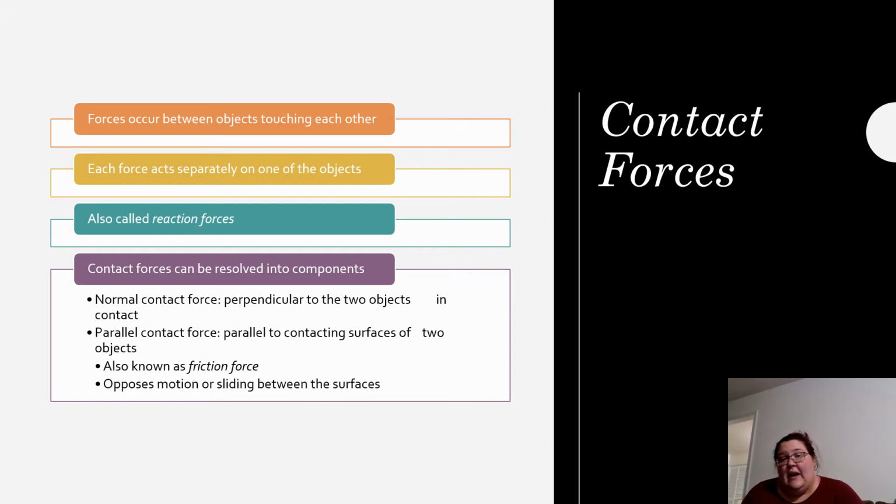If you have any sort of parallel contact force, this is a friction force. So if I were to take this pen and try to slide it across that imaginary desk that I have, no matter how much force I applied, eventually the force of friction of the table is going to slow this down to a stop. This is opposing motion.